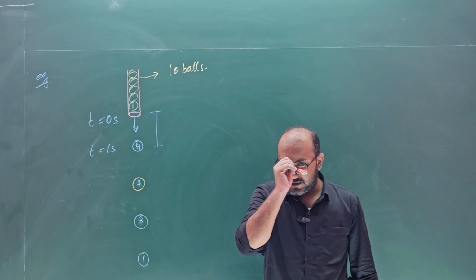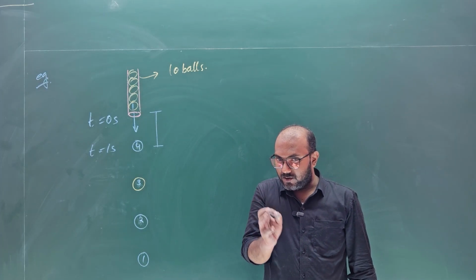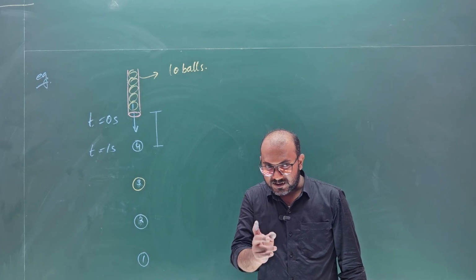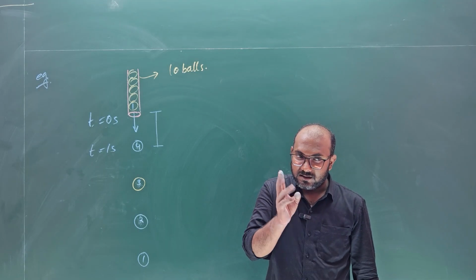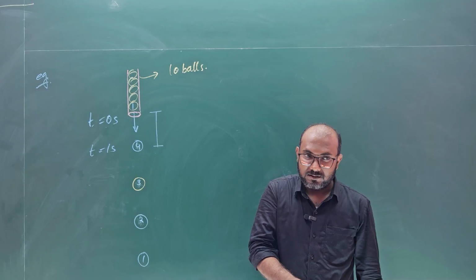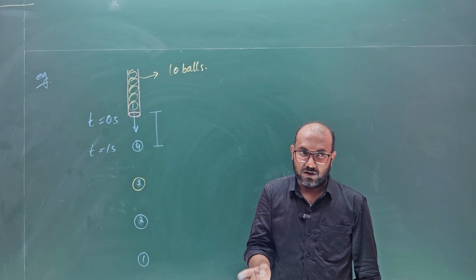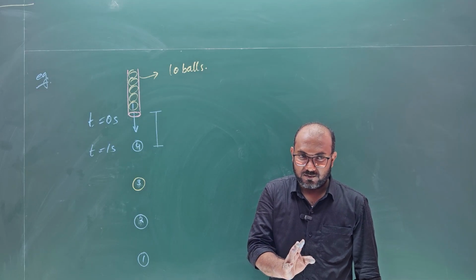What I am saying, 10th ball will be dropping at 9 seconds. First ball will be dropping at 0 second, second ball will be dropping at first second, third ball will be dropping at second second, and so on. Yes or no? Okay.